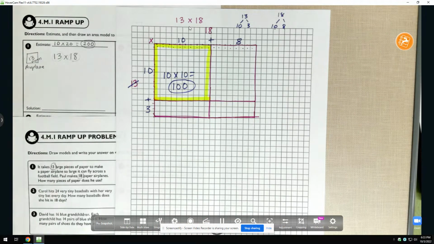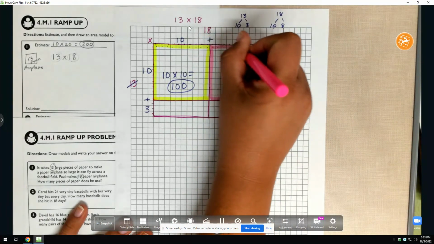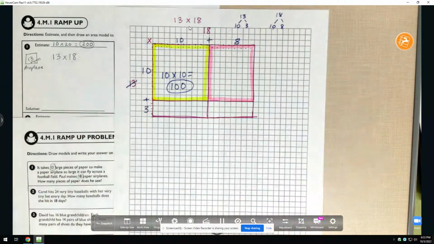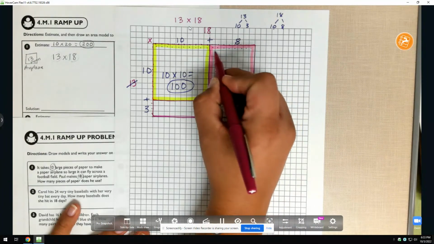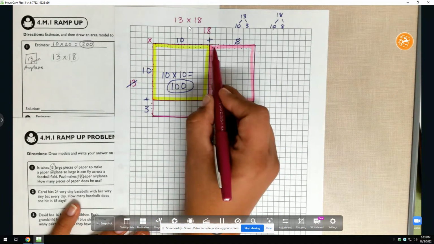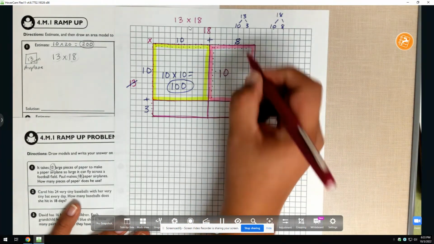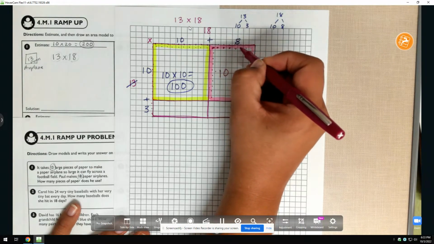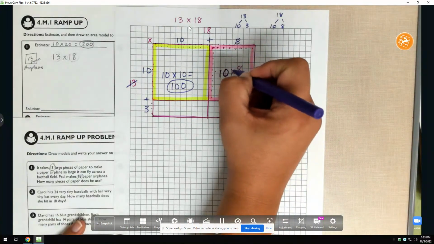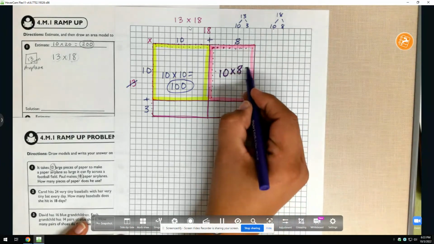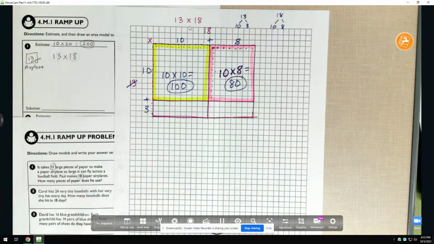Now if I were to look at my pink area, there's my pink area. I have 10 rows. There's my 10 right here. 1, 2, 3, 4, 5, 6, 7, 8, 9, 10. 10 rows. And then how many in each row? 1, 2, 3, 4, 5, 6, 7, 8 in each row. 10 rows times 8 in each row gives me a total of 80 squares. So this whole entire pink area has 80 squares.